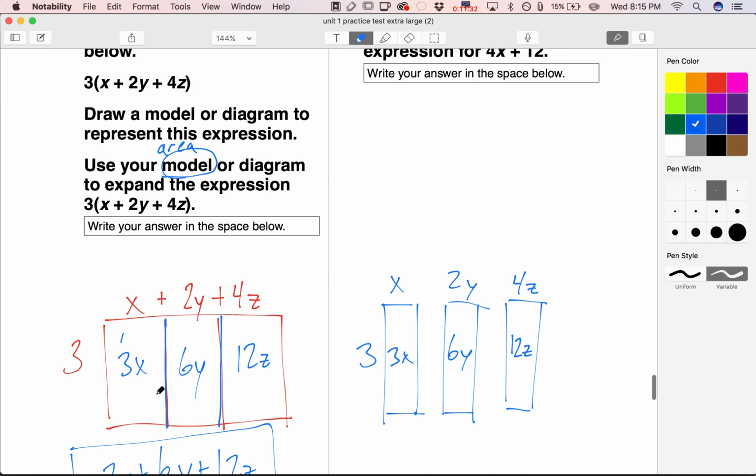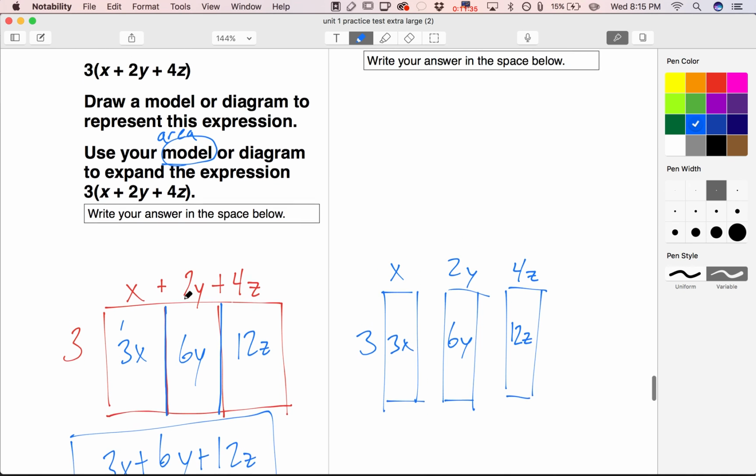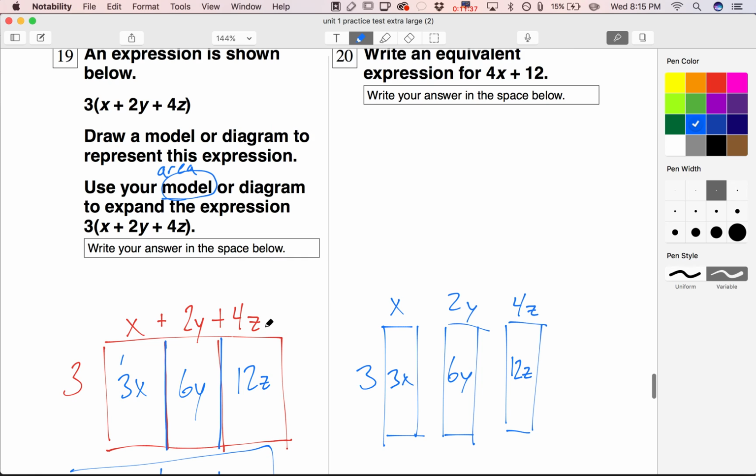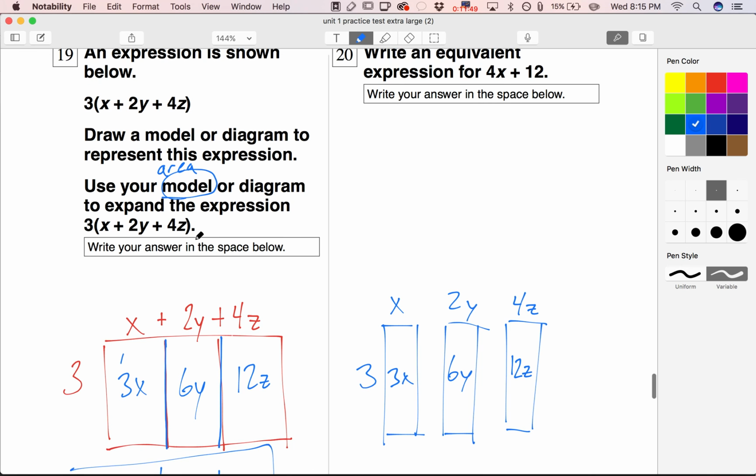Really, this area model is the only way we represented it in class. We could do algebra tiles and break it up like that, but we focused more on this. So I'm expecting to see an area model, but if you have another way and it works, it's fine. You can put that on there. Okay, so that one's answered.